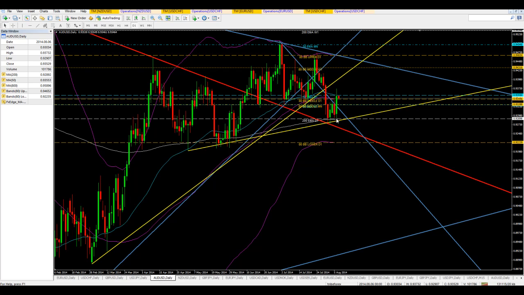What are we looking for now? Believe it or not, I'm looking at it and I'm seeing consolidation here potentially, but I'm actually looking for a buy here, and I'm going to look for a buy at 0.9334. So if price gets down to 0.9334, I'm going to look for a buy on the Aussie dollar from where we currently are.